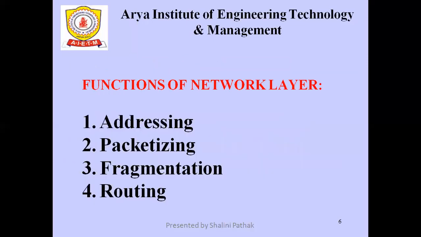Now, functions of the network layer. There are 4 functions. First is addressing, second is packetizing, third is fragmentation, fourth is routing. Addressing means it is necessary to identify each device on the internet uniquely. Packetizing means the network layer encapsulates the packet received from the upper layer protocol and makes a new packet. How is it done? It is done by using an IP address.